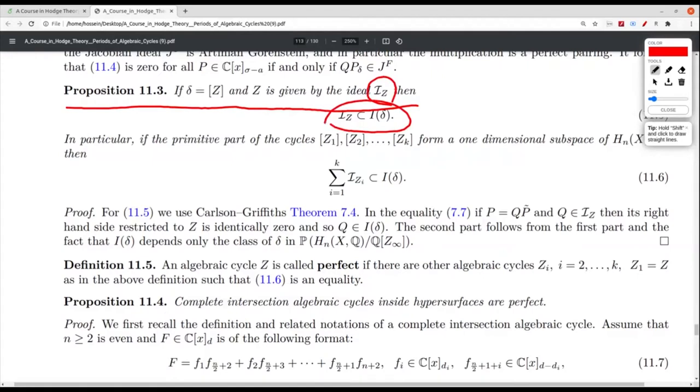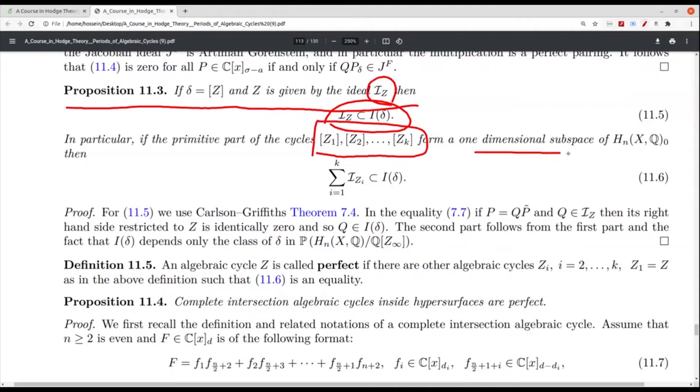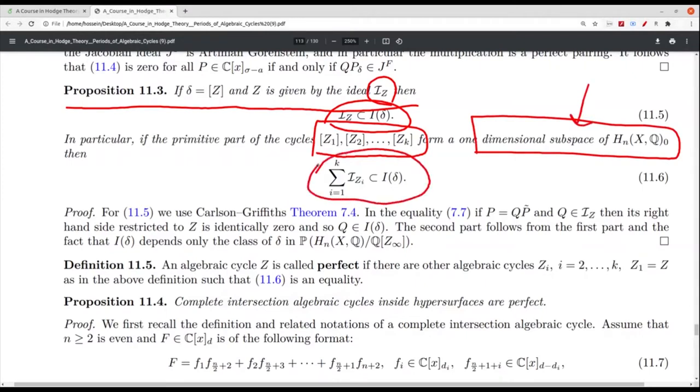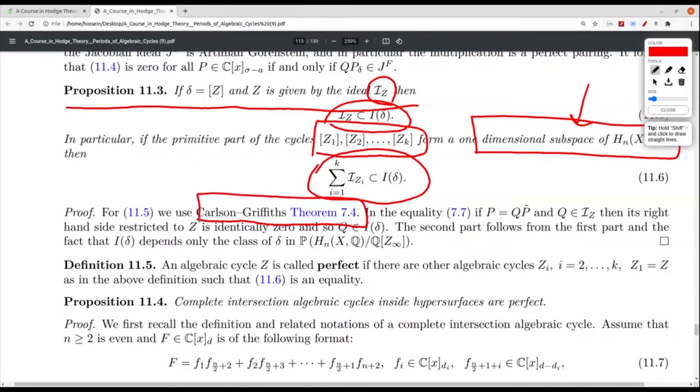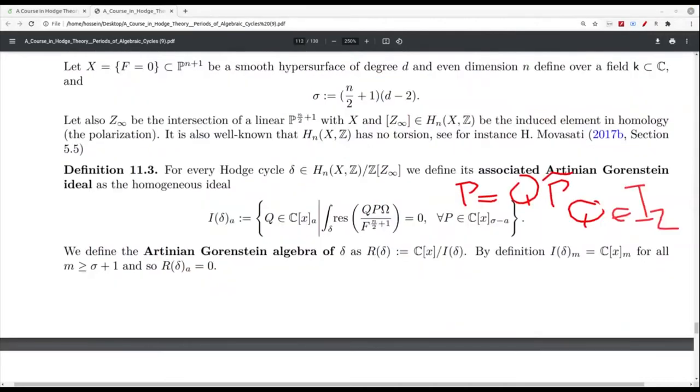And something also very important: if we have a lot of algebraic cycles such that in the primitive cohomology they produce a one-dimensional piece, then the sum of all the ideals will be in I delta also. The proof is again based on Carlson-Griffiths' description of the cohomology of a hypersurface. So if P is an element of the ideal, so if P is QP tilde Q in IZ, then we have to prove that this integral is zero. In this meromorphic presentation of the element of the de Rham cohomology, it's not clear why this must be zero. But Carlson-Griffiths' theorem says that we can write it at the end in the Čech cohomology.